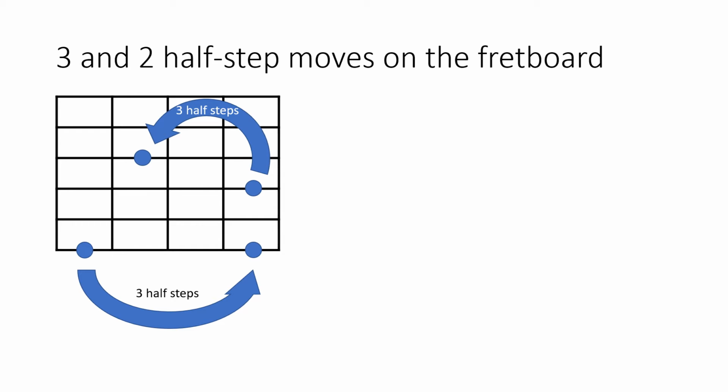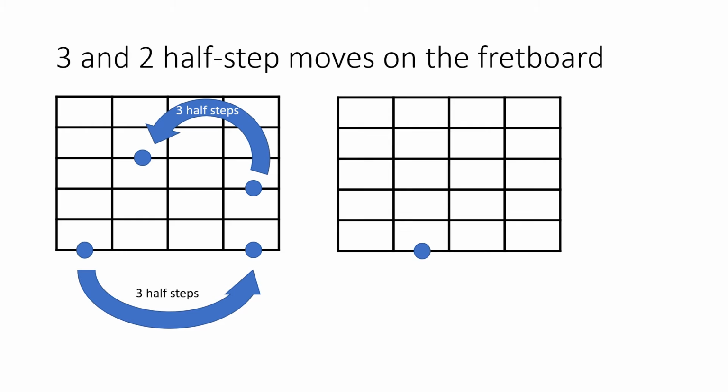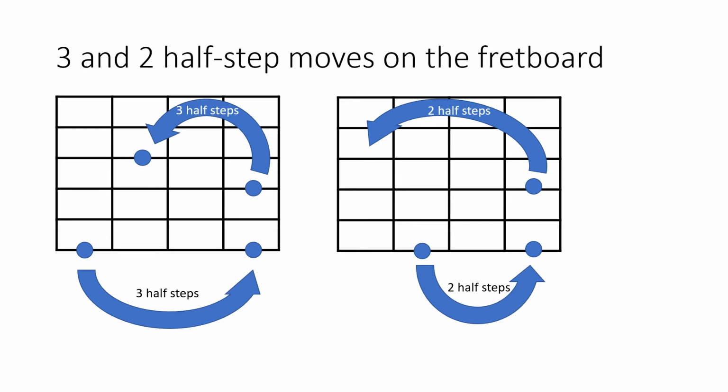Now, in the minor pentatonic scale, we have distances of 3 half steps and distances of 2 half steps. So we have to learn how to do 2 half steps too. So we draw again our fretboard. We start with a note. Clearly, you can move 2 half steps this way. And then to move 2 half steps while moving up a string, we can do it that way.